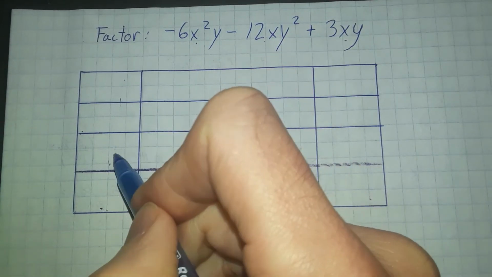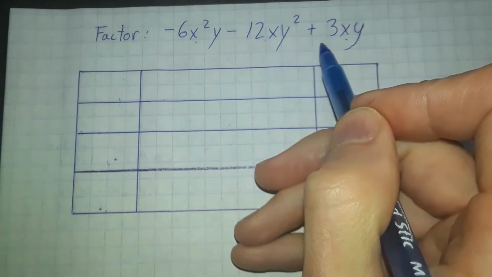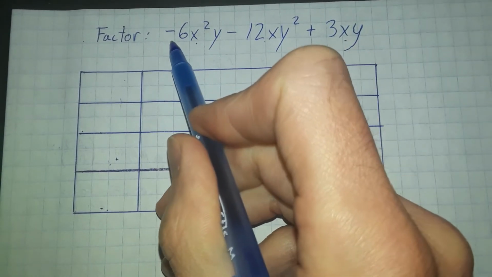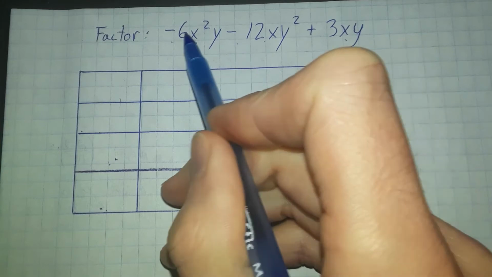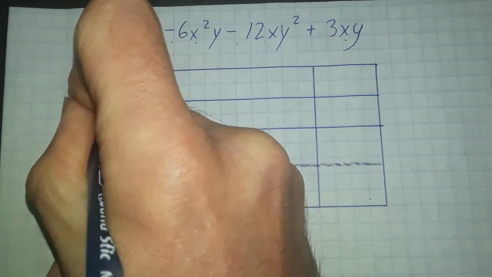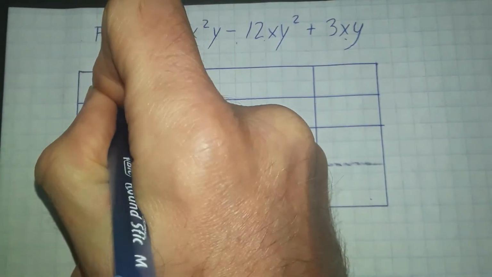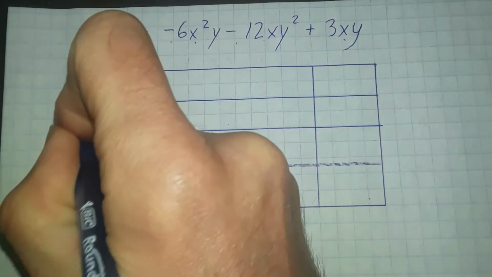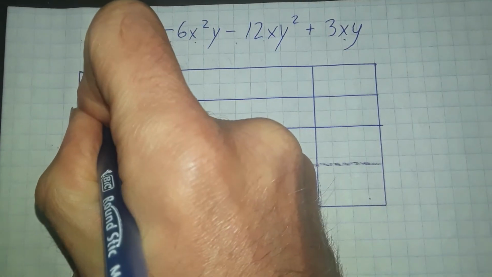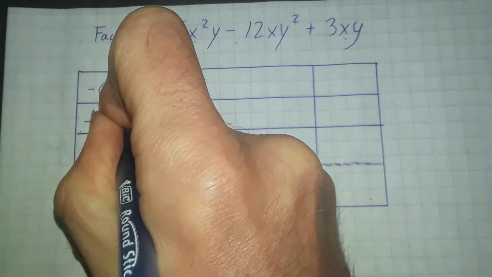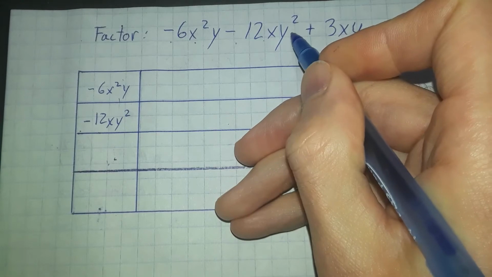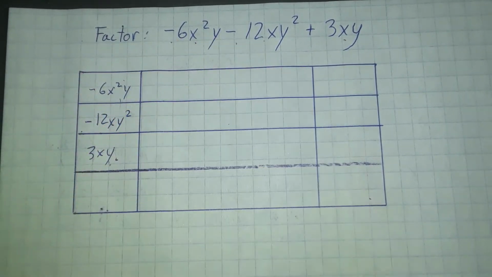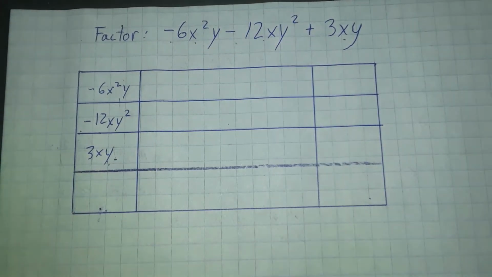You're going to list in the first 3 boxes each monomial separately, vertically. If it has a negative sign or subtraction with it, make sure that you have a negative with it. So the first one is negative 6x squared y. The second one is a subtraction, but we're going to put a negative with it. So we have negative 12xy squared, and then a positive 3xy. We list each monomial in its own box separately.